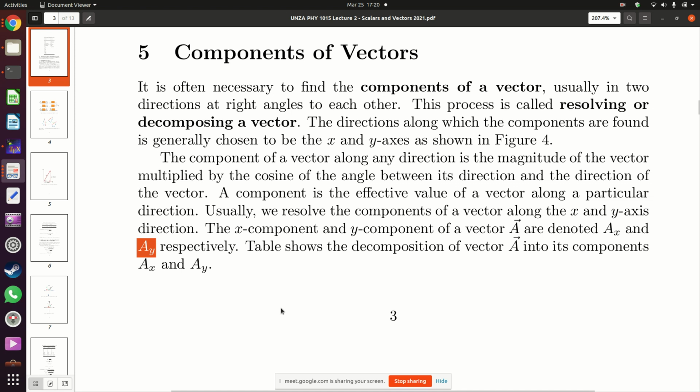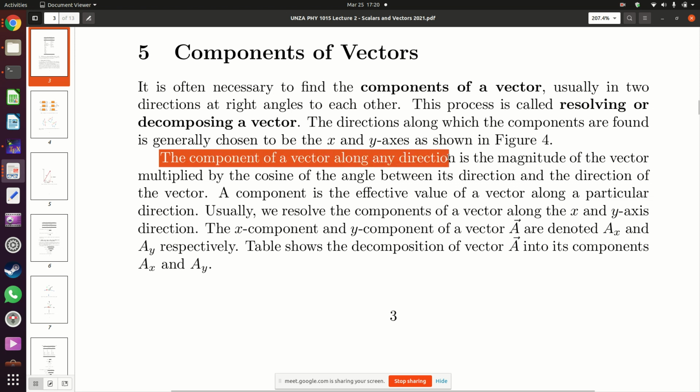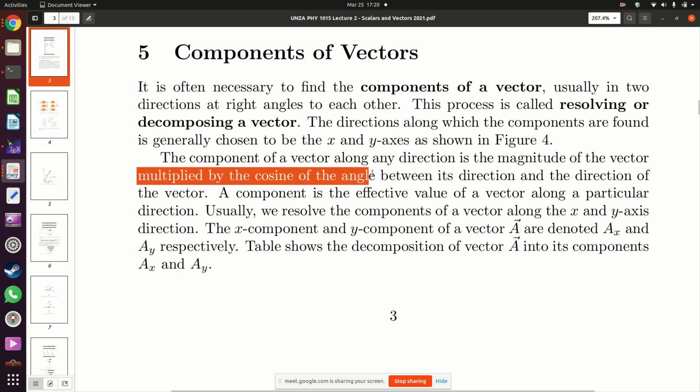How do we find the component? It's quite simple. The component of a vector along any direction is the magnitude of the vector, the size of the vector, multiplied by the cosine of the angle between the direction of the vector and the axis we are interested in. The direction we're interested in is the x-axis or the y-axis, and the direction of the vector.